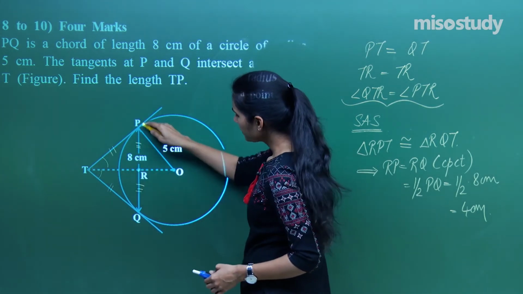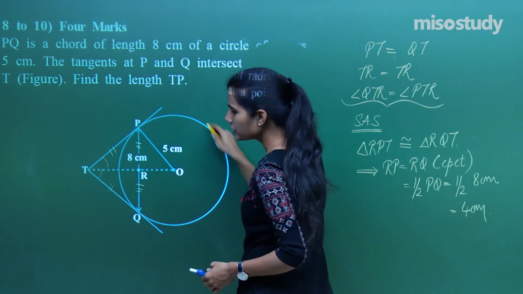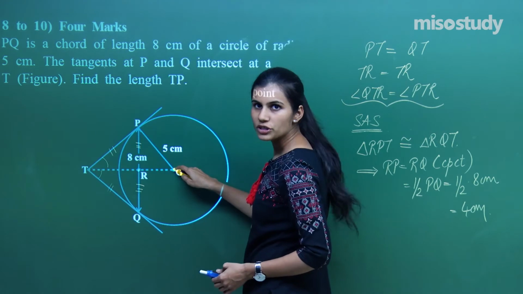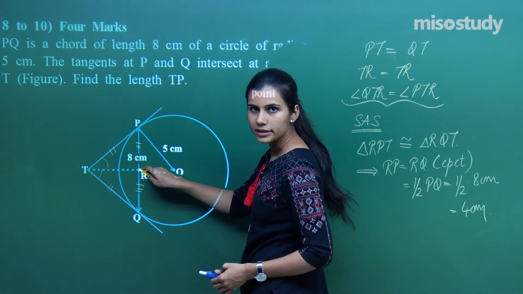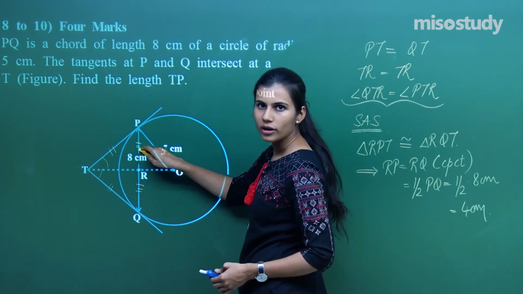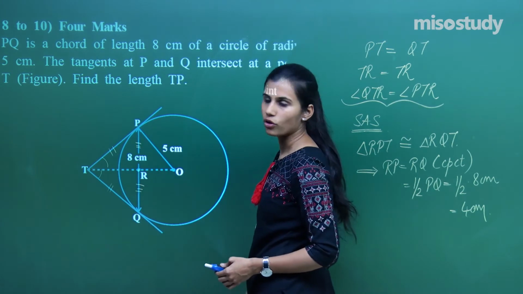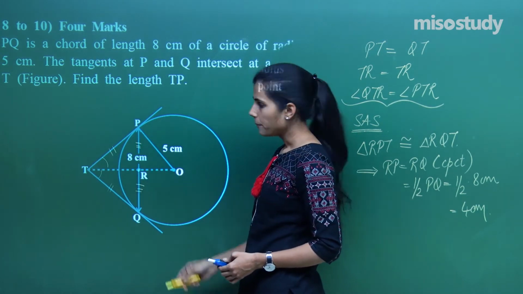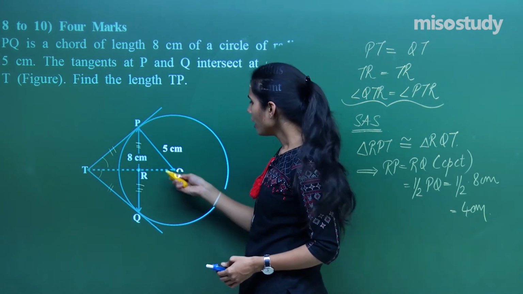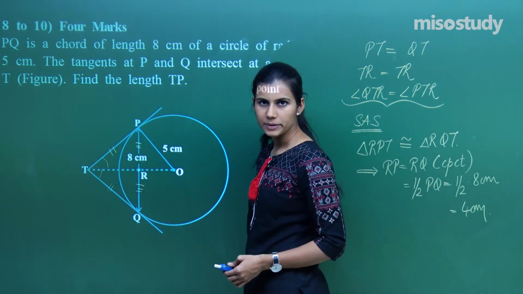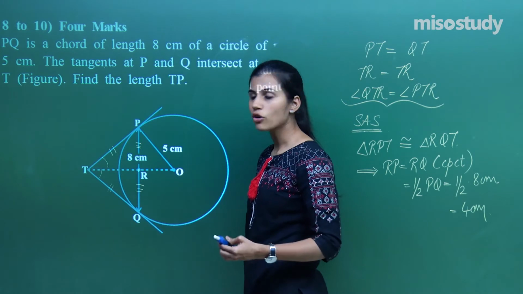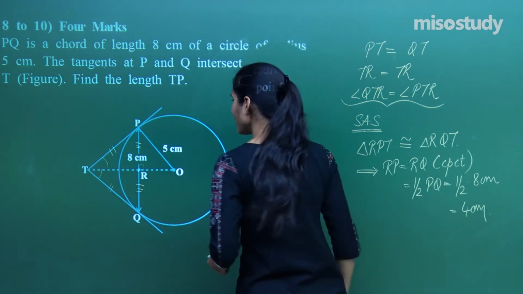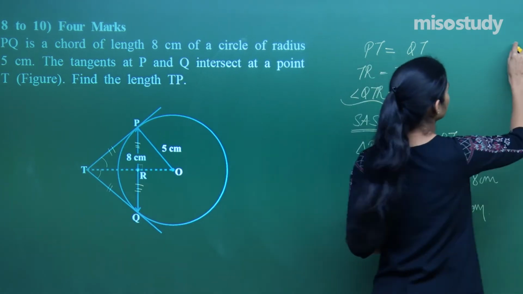PQ is actually acting as a chord of this entire circle, right? And you know that a line which is drawn from the center to a chord which is bisecting the chord is actually perpendicular to the chord. Now if I talk about the line joining O to R, because R is the midpoint, OR is bisecting the chord PQ and is drawn from the center to the chord, so it will be perpendicular to the chord. So OR is also perpendicular to PQ.